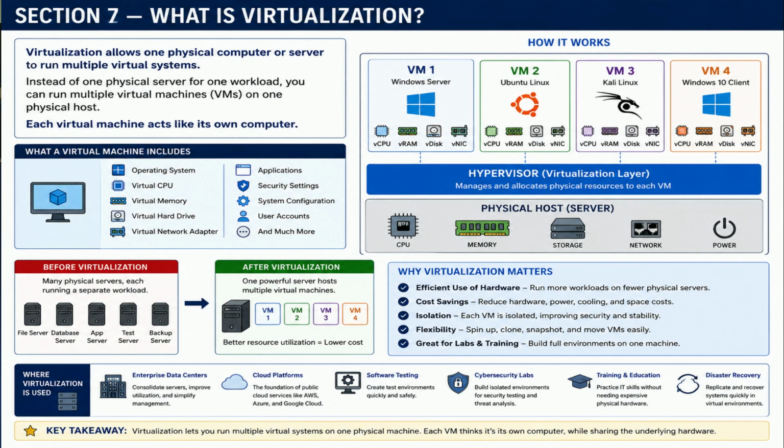Before virtualization became standard, companies often had many physical servers, each running a separate workload. One server could be for file sharing, one could be for the database, one could be for an application, one for testing, one for backups. That could waste a lot of resources. A server might be sitting there using only a small percentage of its CPU and RAM most of the time. Virtualization is what has helped companies use hardware much more efficiently. One powerful server can host multiple VMs. Each VM thinks it's its own system, but underneath, they're sharing the same physical hardware.